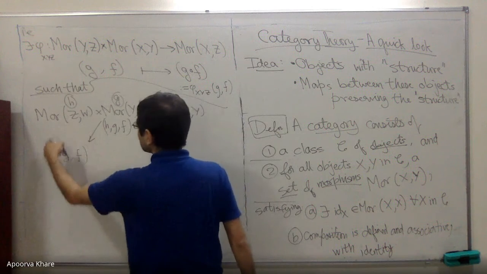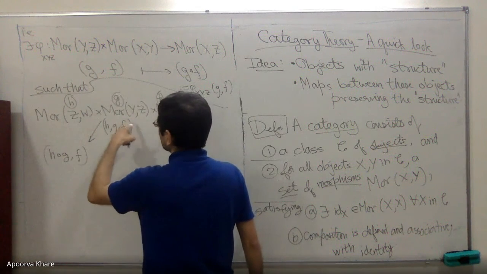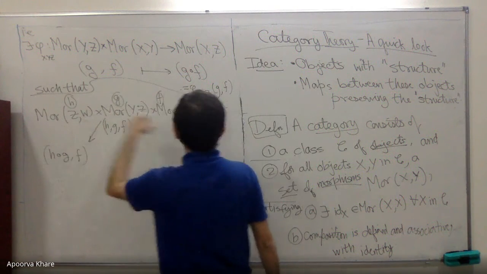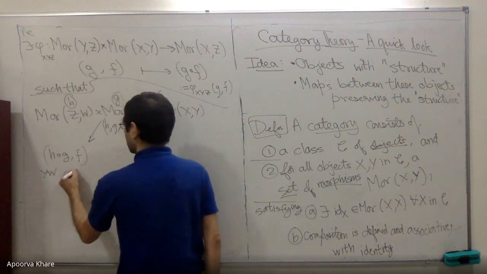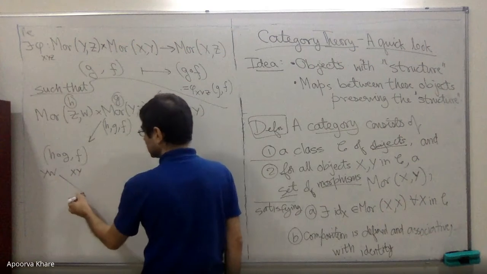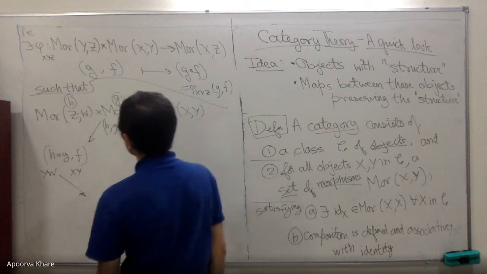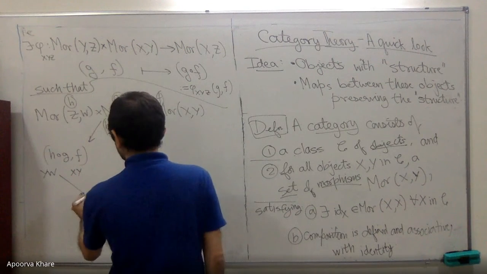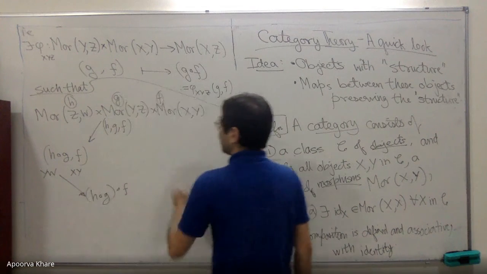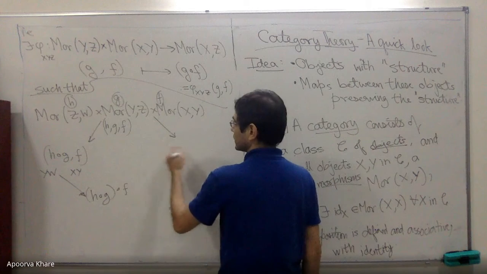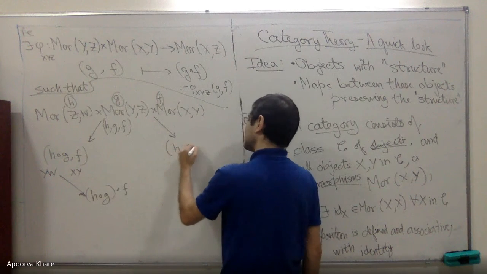This is in morphism of y comma w and an x comma y. And then you can pair these to get, from x to w, h compose g compose f. On the other hand, I could have paired these two first. I would have got h comma g compose f.